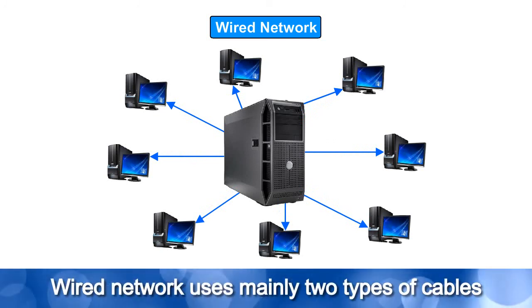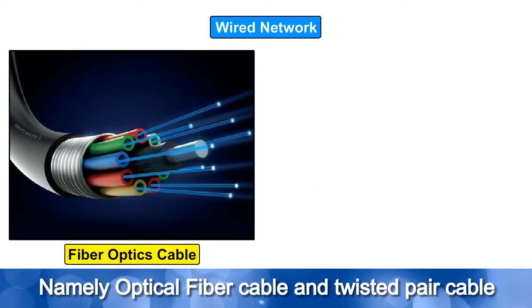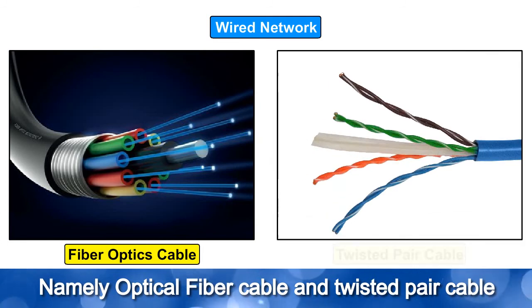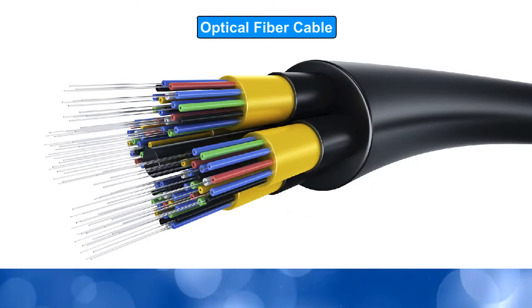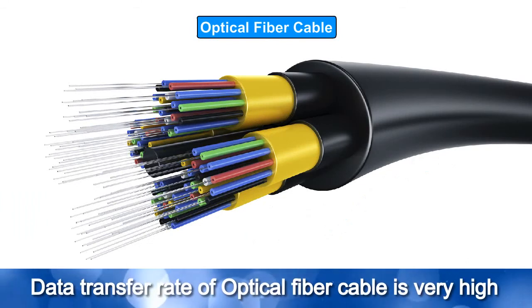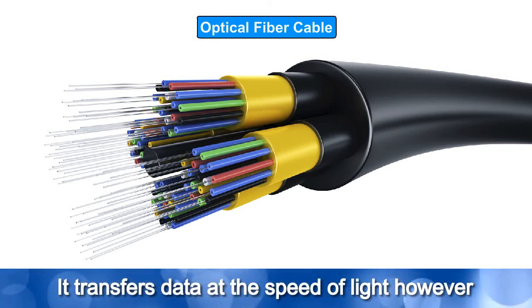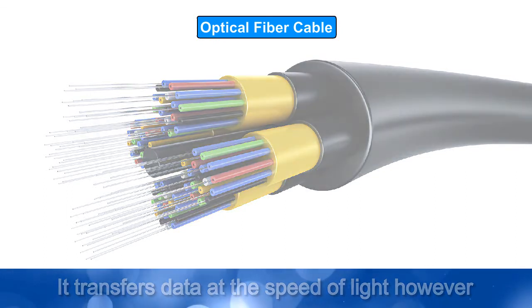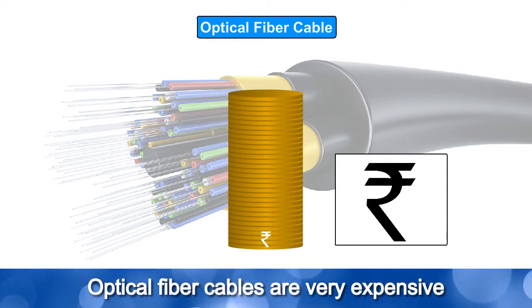Wired network uses mainly two types of cables, namely optical fiber cable and twisted pair cable. Optical fiber cable: the data transfer rate of optical fiber cable is very high. It transfers data at the speed of light. However, optical fiber cables are very expensive.